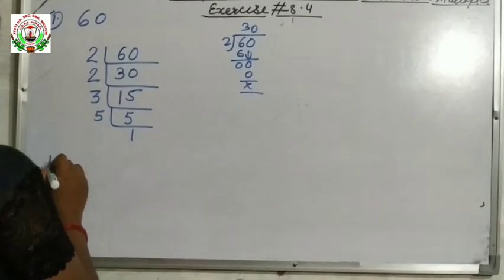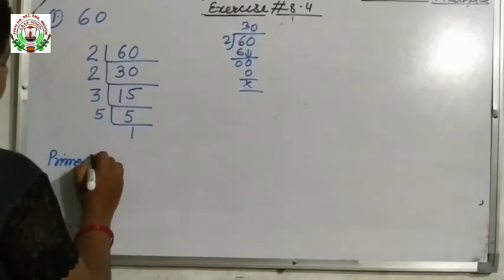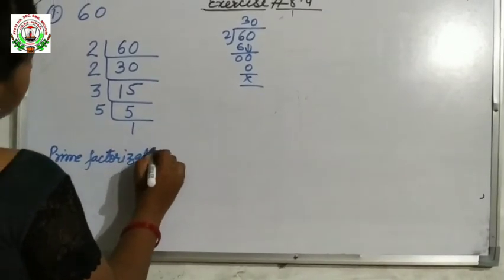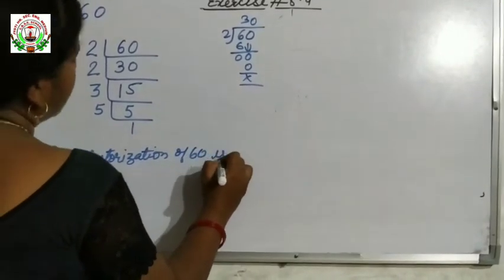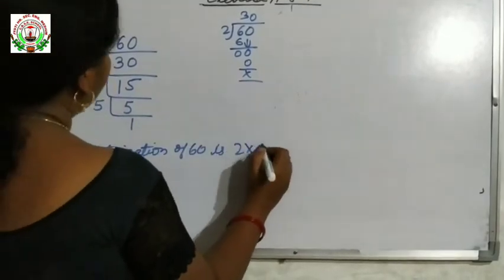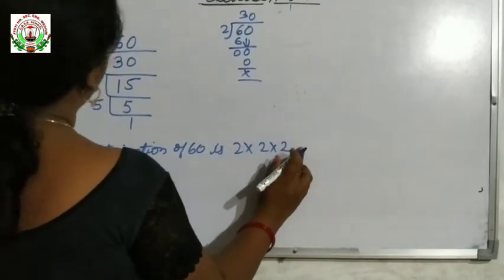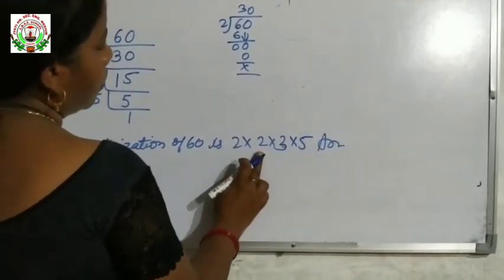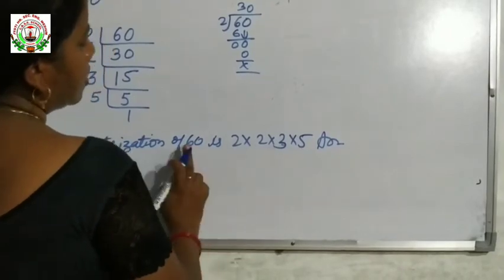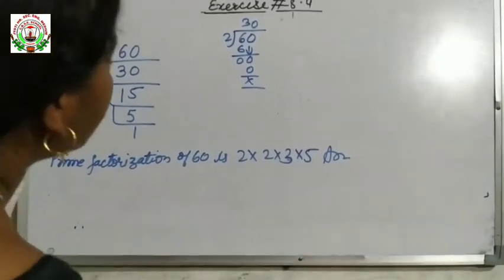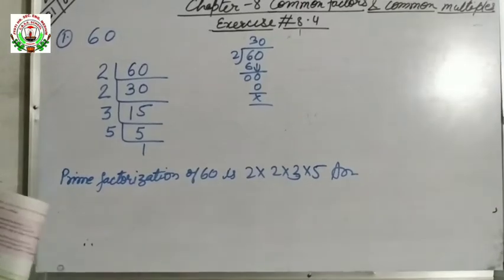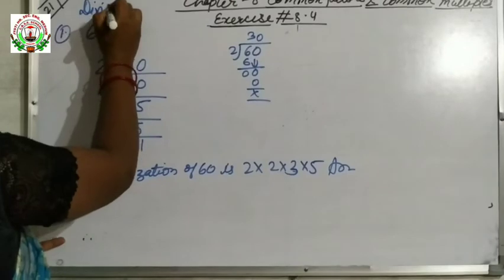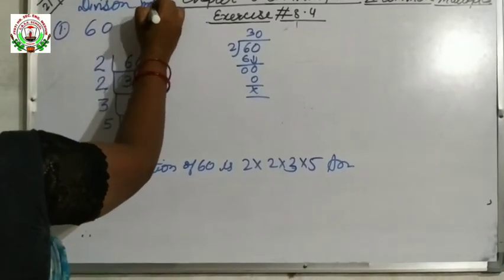Now prime factorization of 60 is, this number you will write in multiplication form, 2 into 2 into 3 into 5. This is the answer. 2 2 ja 4, 4 3 ja 12, 12 5 ja 60. After multiplying you will get 60 as the answer. Understood? Now this question we did using the division method.